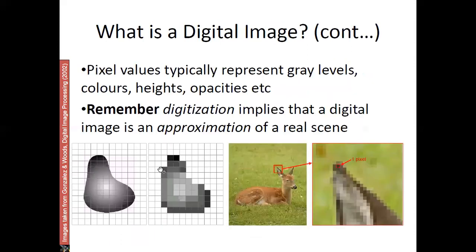Now if you zoom in here on the ear of this deer, you see that the pixel values are typically gray levels that we are having, and if we have a color version of this, like this deer's photo, it may have the red, green, and blue channels playing their part with the gray levels. And we have to remember that digitization is nothing but the digital approximation of this real scene.